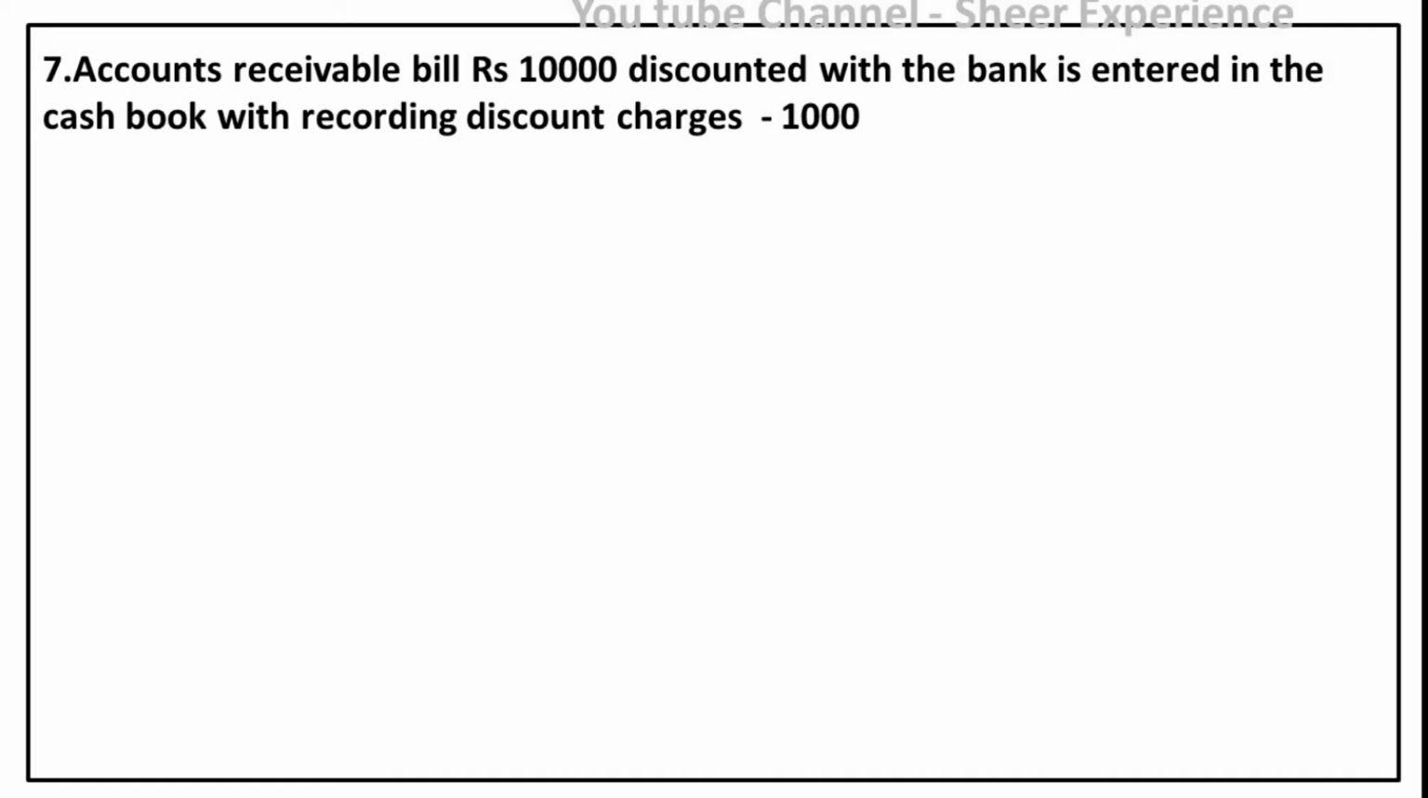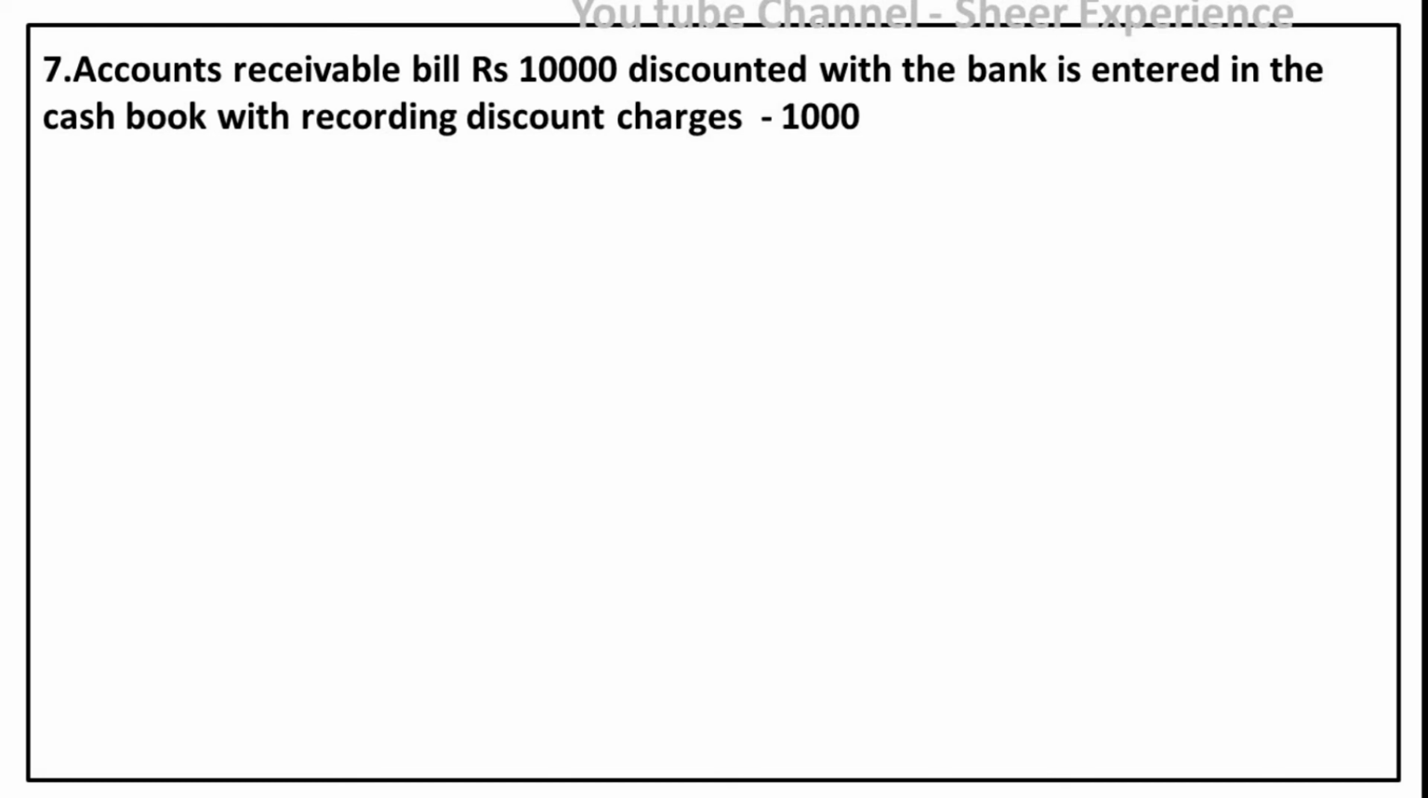Our next transaction is accounts receivable bill rupees 10,000 discounted with the bank is entered in the cash book without recording discount charges 1,000. When accounts receivable bill is discounted in a bank, the bank deducts some amount from the total bill amount. This amount is called discounting charges. Here, discounting charges are 1,000. When we record this type of amount in the cash book, we have to deduct these discounting charges from the bill amount and enter the remaining amount in the debit side of the cash book.